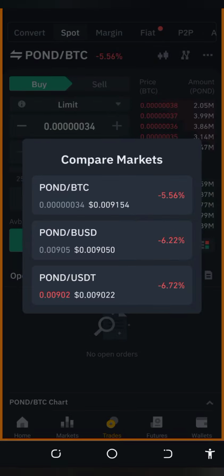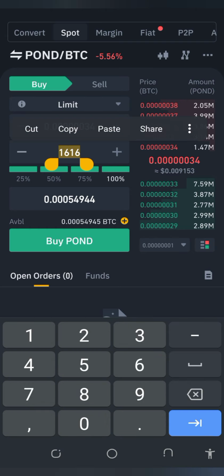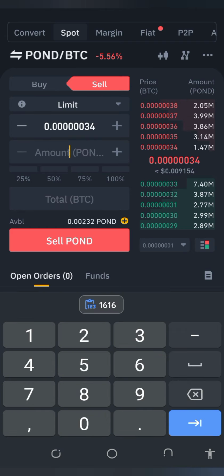So we are going to look for the exact profit margin that will give us what we're looking for. So if I go over and just try to play this out to do a simulation, if I come here and try to buy pond BTC, what I'm going to get is 1616, right? So I'm going to copy that 1616. Let's copy that, and then let's say we're going to sell it, okay? And we want to sell it at what?